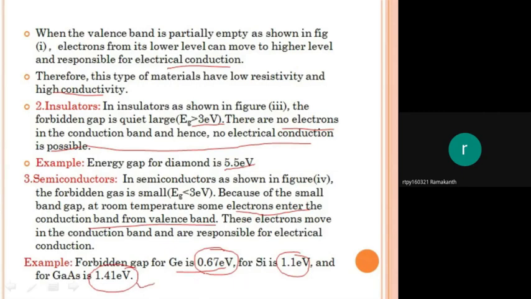With 0.67 electron volts in a germanium semiconductor, electrons can easily jump from valence band to the conduction band, and they are ready for electrical conduction. And similarly for silicon it is 1.1, and for gallium arsenide it is 1.41 electron volts.